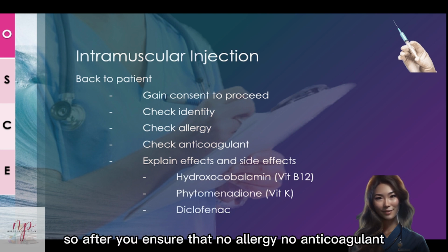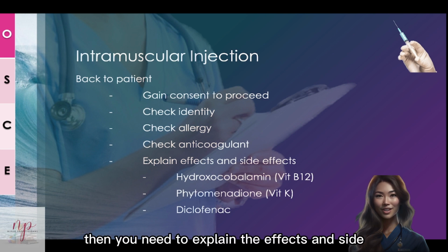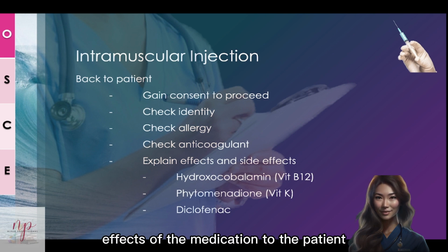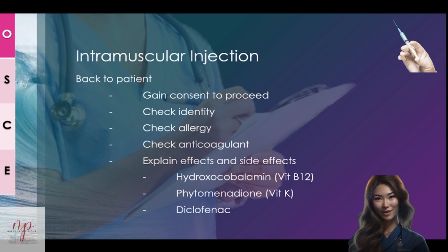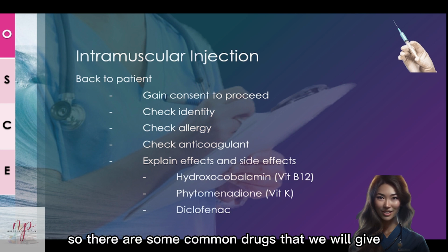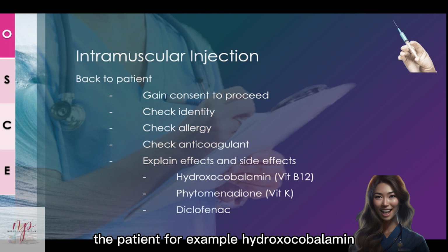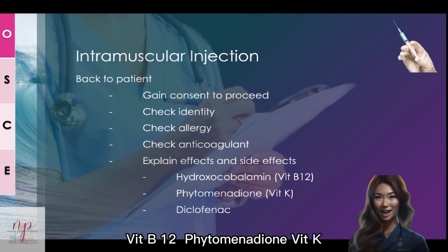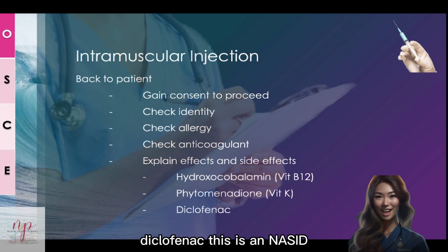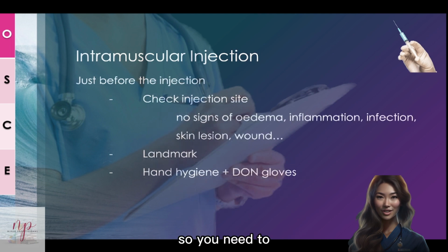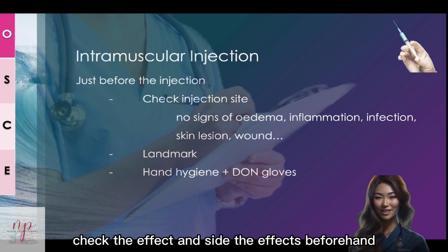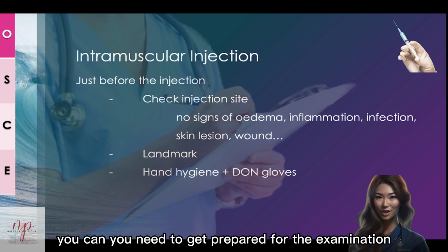So after you ensure that no allergy, no anticoagulants, then you need to explain the effects and side effects of the medication to the patient. There are some common drugs that we give the patients. For example, hydroxocobalamin, the Vit B12, phytomenadione, Vit K, or diclofenac. This is an NSAID. So you need to check the effects and side effects beforehand. You need to get prepared for the examination.